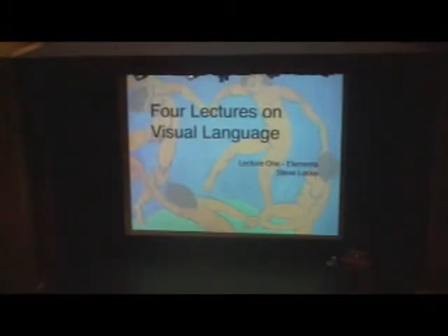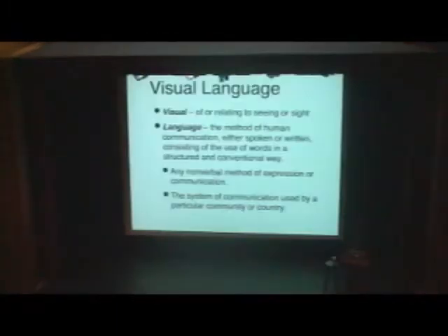And if we talk about language in terms of what it is visually, meaning pertaining to sight, and language, the method of human communication, either spoken or written, consisting of the use of words in a structured and conventional way. Why does it have to be structured and conventional? Because everybody has to share it. Any nonverbal method of expression or communication, which would be art. Art's not verbal, because pictures are always beyond words.